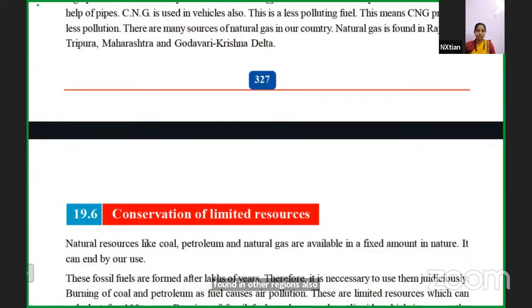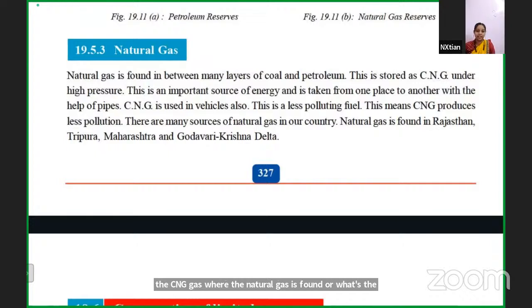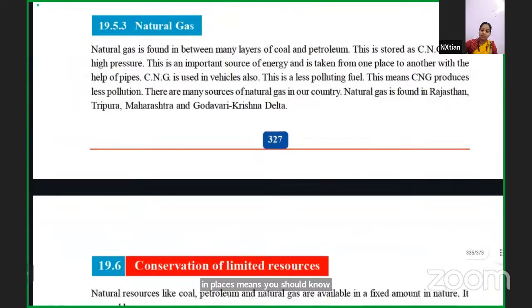When you're taking this test, do you have to learn all the names by heart? No, you can do two of them. If it's asked where the CNG gas, where the natural gas is found, or what are the places that are sources of natural gas, you should know two places minimum.